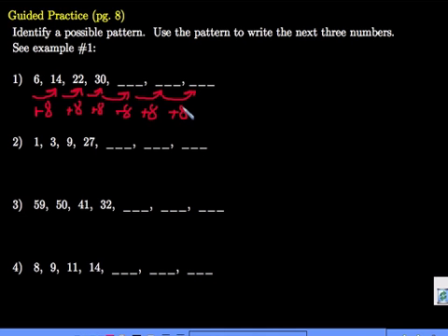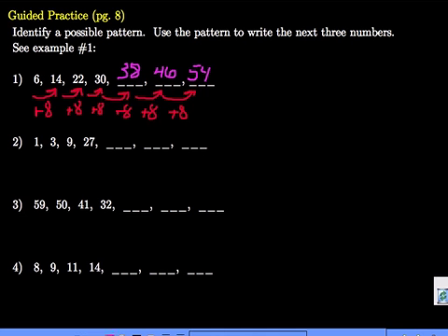So that means that our first answer is 38. Then the next one would be 38 plus 8 is 46. 46 plus 8 is 54.